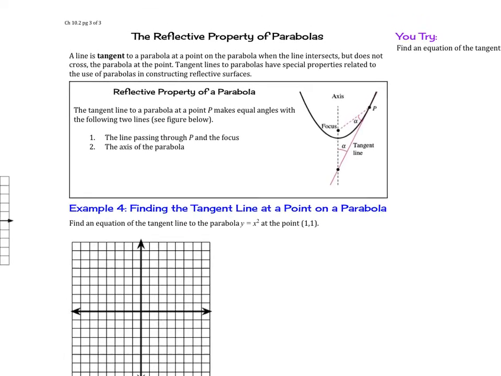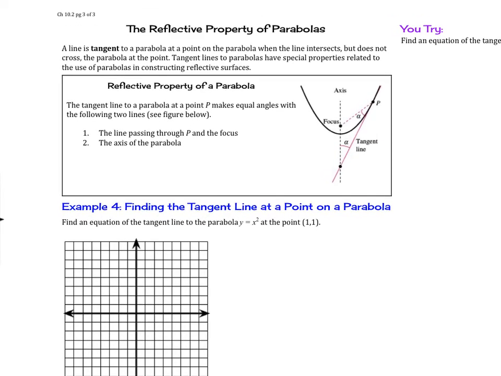So now let's use the reflective property of parabolas. A line is tangent to a parabola at a point on the parabola when the line intersects but does not cross the parabola at that point, so it only touches it. Tangent lines to parabolas have special properties related to the use of parabolas in constructing reflective surfaces.